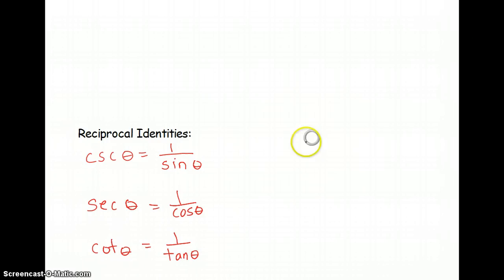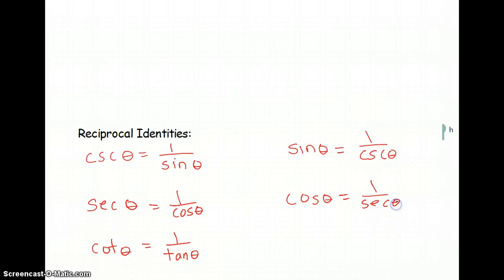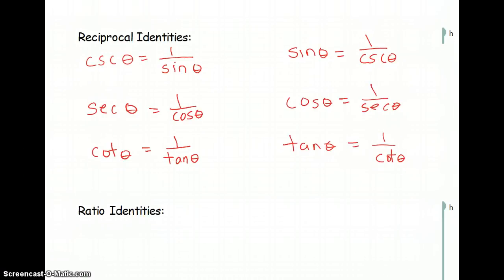But then I can also go the other way, and I can say that sine of theta is the reciprocal of cosecant, right? So it's 1 over cosecant of theta, and cosine of theta is 1 over the secant of theta, and the tangent of theta is 1 over the cotangent of theta. So these 6 you really already know. They're just reciprocals, they go either way, and so you really already know those. Those aren't anything new you're going to have to memorize.